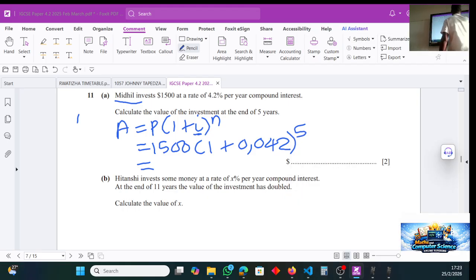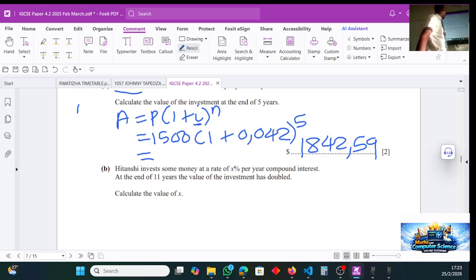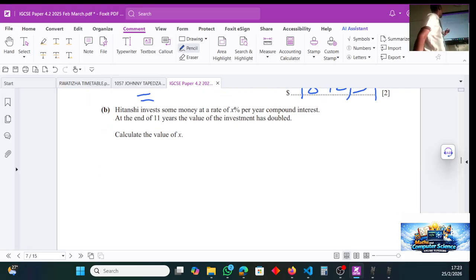1842.59. So the result is $1,842.59. Now, Hitachi invests some money at a rate of x% per year compound interest.